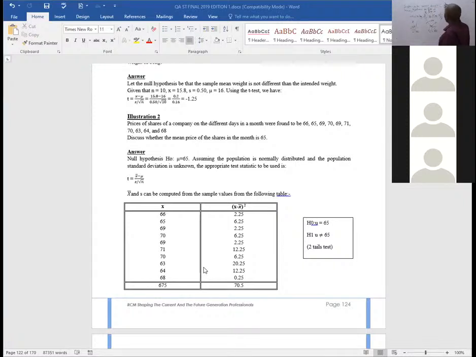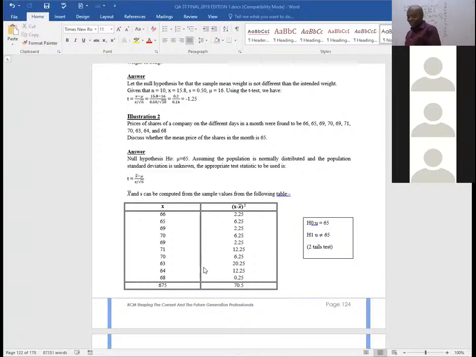So we have X there. We have 66, 66, 65, 69, 70, 69, 71, 69, 71, 70, 63, 64, 68, like that. So ladies and gentlemen, I would want to get X bar out of this information.